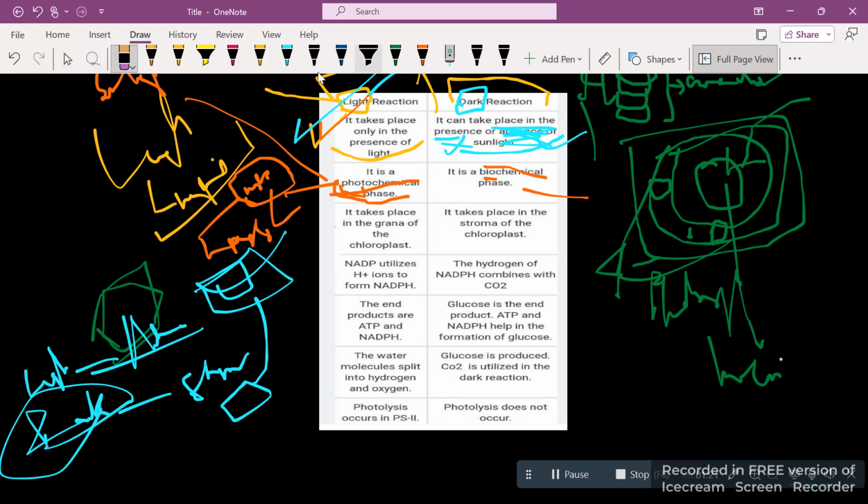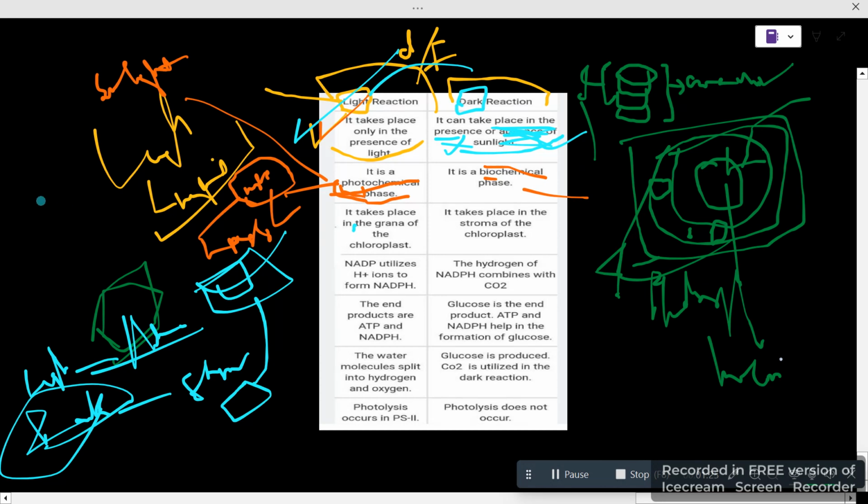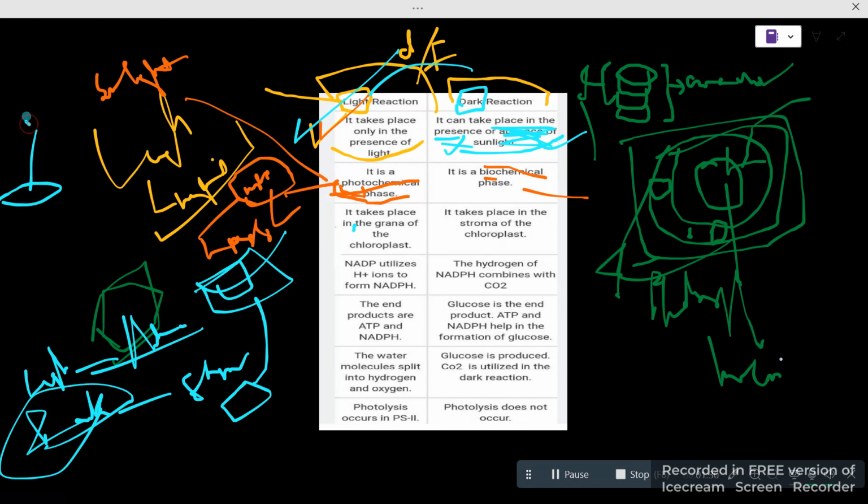Okay, so here it takes place in the grana of the chloroplast. If this is the thylakoid, listen now, this one-piece structure is known as a thylakoid, but when you make a bundle like this, then this bundle is known as a granum or grana. This should be very clear. And in the chloroplast you will find these structures very commonly. So don't get confused.